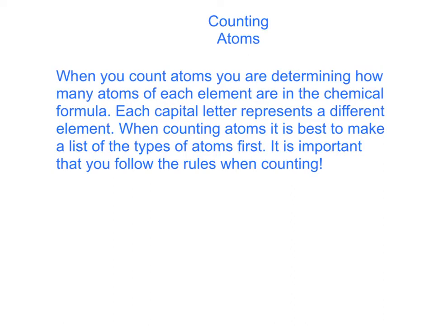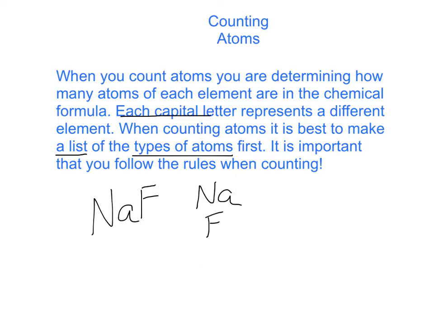you're counting atoms. I would recommend that when you count atoms, it's best to make a list of the different types of atoms. That helps you keep track of them. Another major thing before we can start with the rules is that you understand that each capital letter represents a different element. So if we have NaF, the two elements that we would list out would be Na, sodium, and F, fluorine. This is a pretty simple formula.